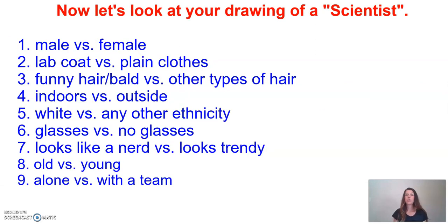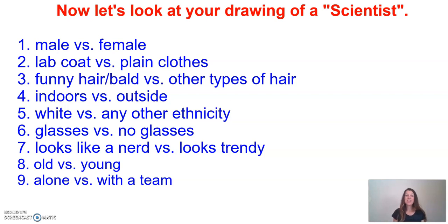Now I want you to look back at your drawing of your scientist. I'm going to give you some categories to think about here. What do you think the stereotype is based off of just your own image of a scientist? So just answer these in your head. Did you draw a male or a female? Is your scientist wearing a lab coat or are they in plain clothes? Does your scientist have funny hair or is he bald? Oftentimes we think of Albert Einstein when we think of scientists and his crazy hair. Or maybe your scientist has some other type of hair.